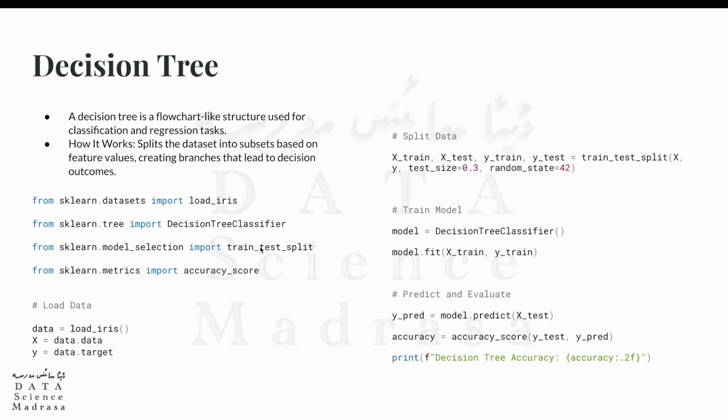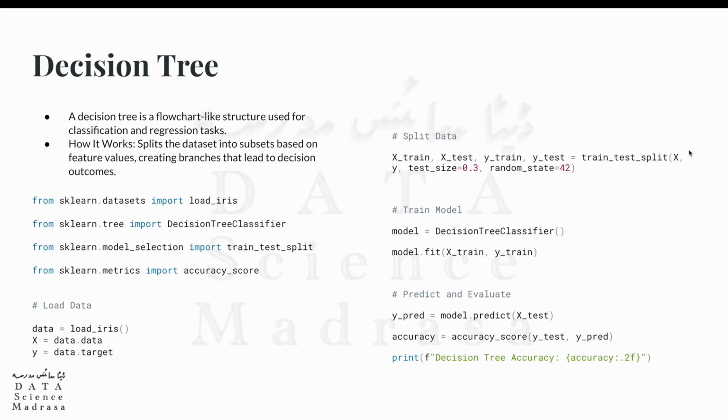Again, we'll do the train test split import from model selection, accuracy score from metrics, and this time around we have the iris dataset, so we're loading the iris dataset from sklearn.datasets. We place the data in X and we place the data target in Y, because the iris dataset is meant for modeling, so there's separation already. We split it using the train test split.